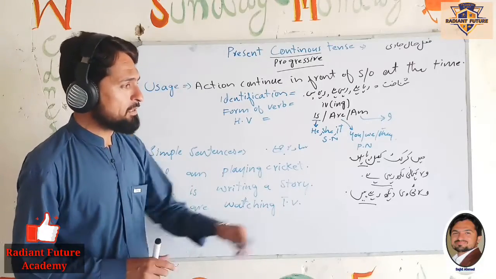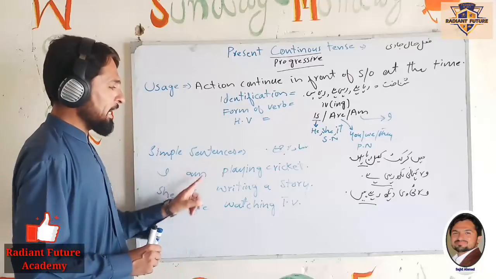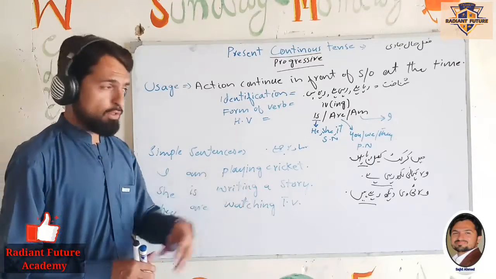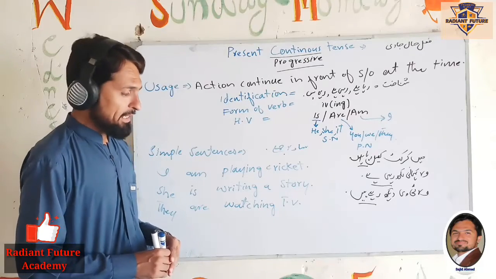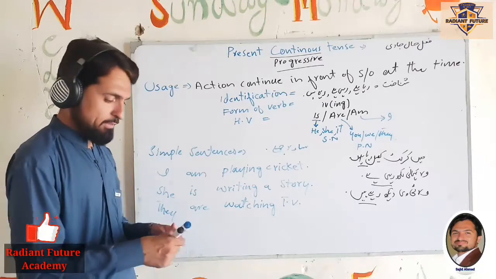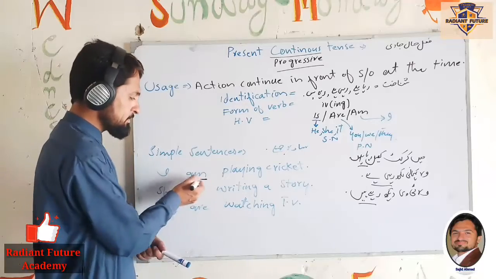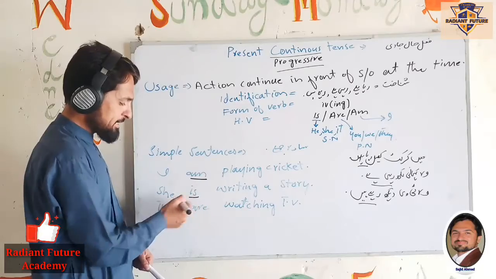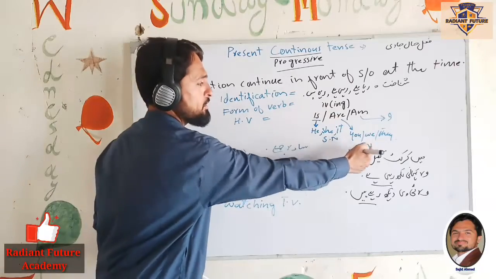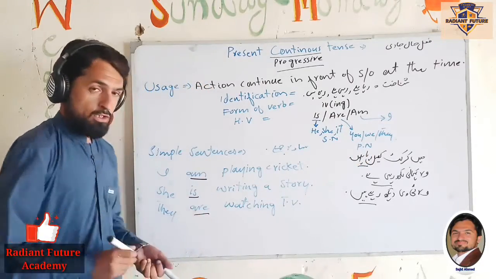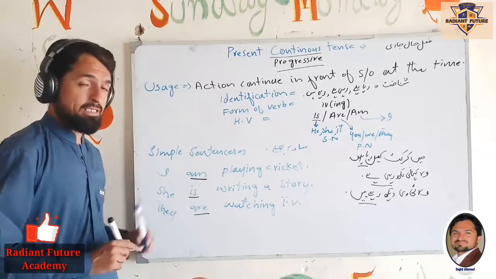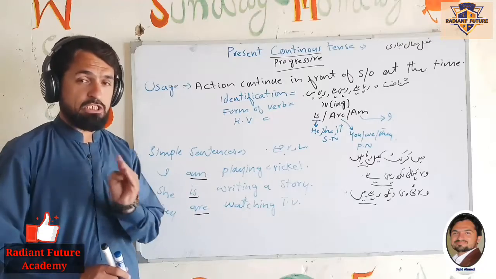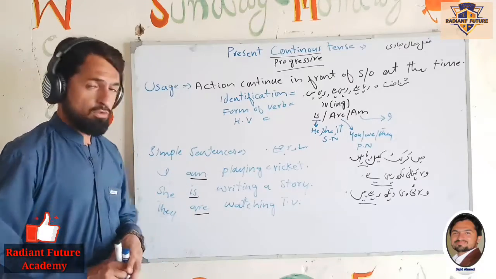Here are some examples. मैं क्रिकेट खेल रहा हूँ. I am playing cricket. वो कहानी लिख रही है. She is writing a story. वो टीवी देख रहे हैं. They are watching television. With I we use am. With he, she and singular nouns we use is, and with we, they and plural nouns we use are. So whenever you are using I in a sentence, with I we just use am. With she we use is, and with they we use are.